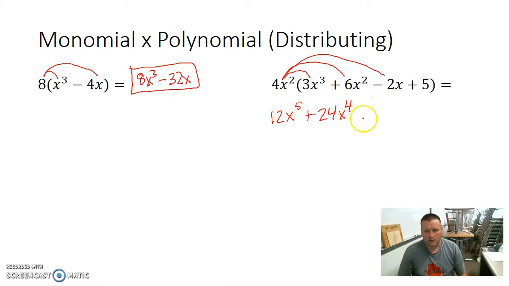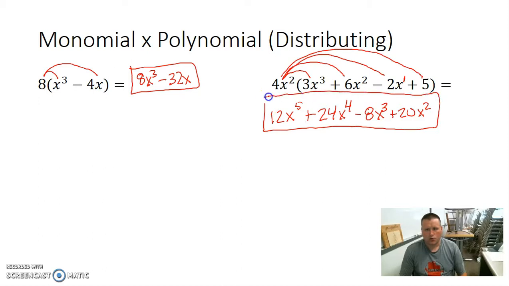4x squared times negative 2x, so I'm going to multiply the 4 and the negative 2, which will give me negative 8. And then I'm going to have x to the, I've got 2, and then remember, there's really a 1 right here. And so 2 plus 1 is 3. And then the last one, I'm going to multiply to my constant. So I just multiply 5 to 4, which gives me positive 20. And then my x squared stays the same.